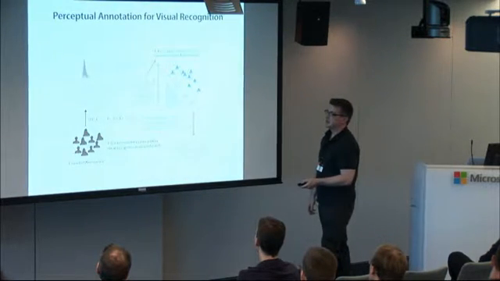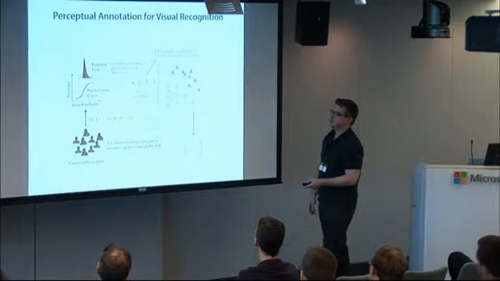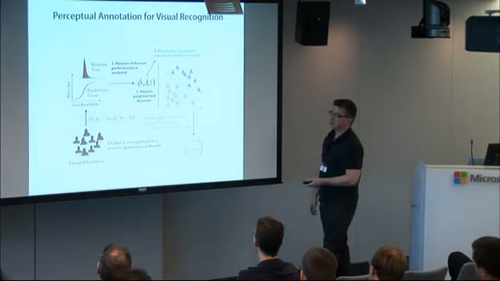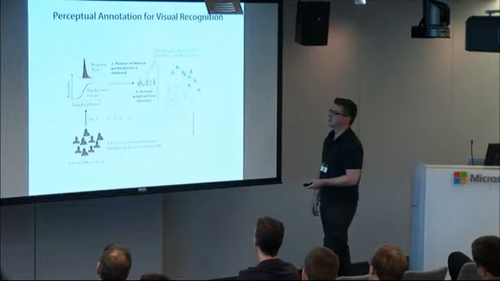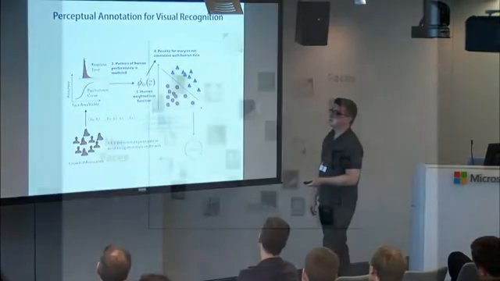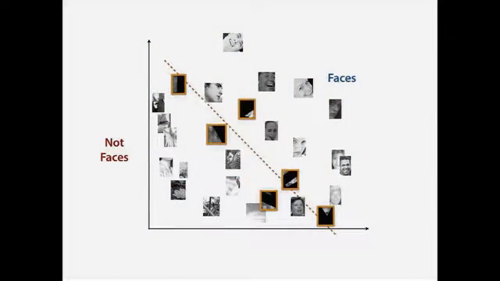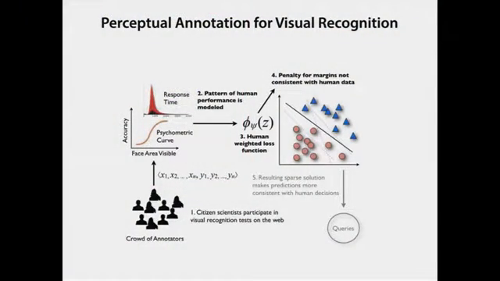So we collect the data, we generate these psychophysical measures, and then we come up with this human-weighted loss function, which is basically, again, where we hacked in that extra thing. We have a penalty for margins not consistent with the human data, and then we can have solutions based on that. And just to give you an idea of what the actual data looks like.